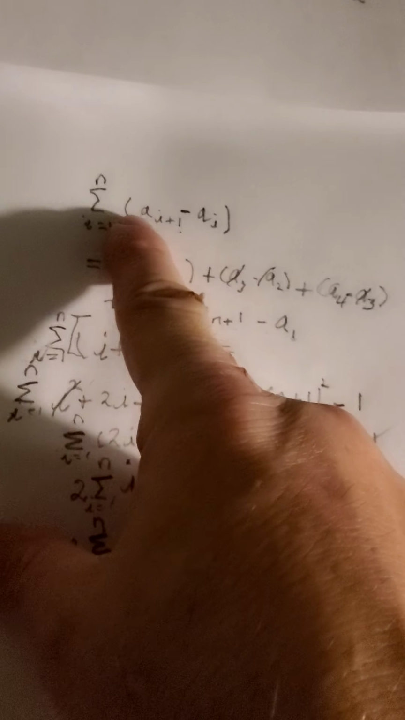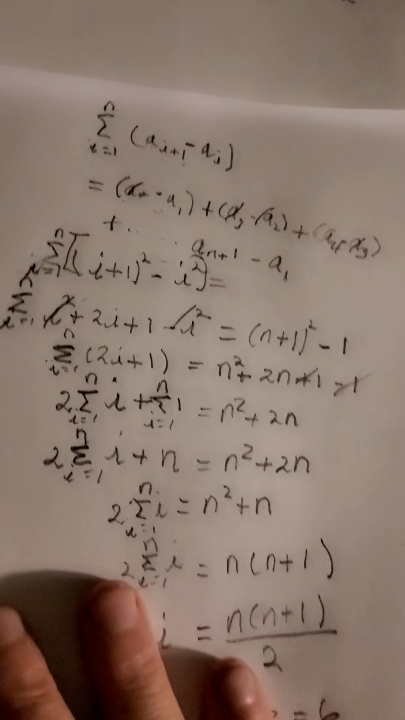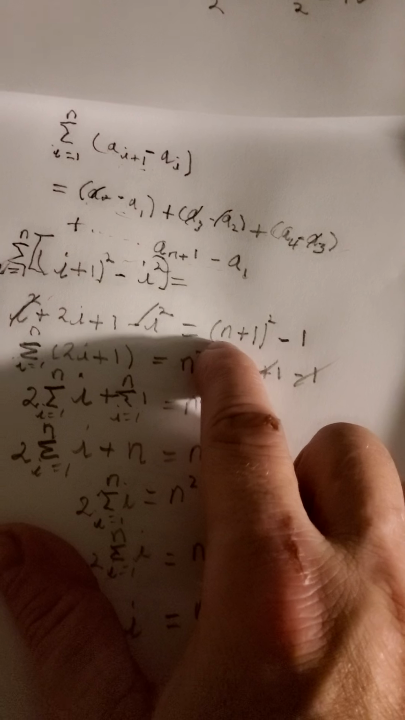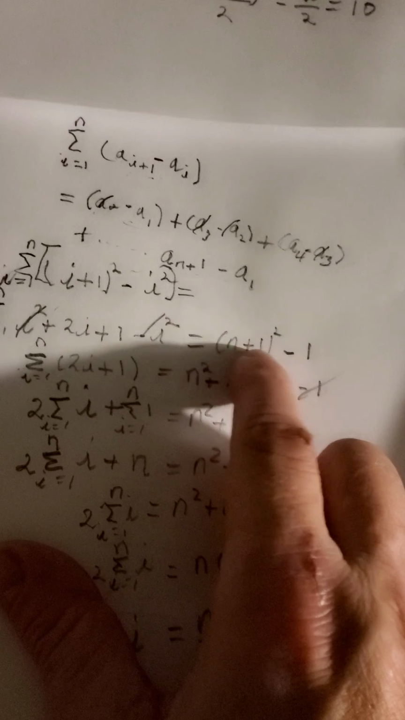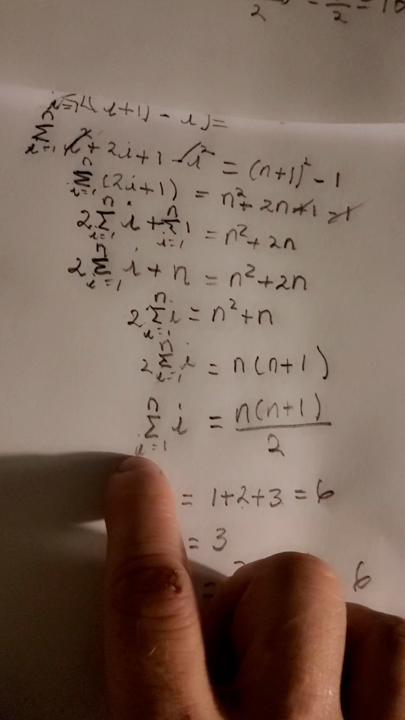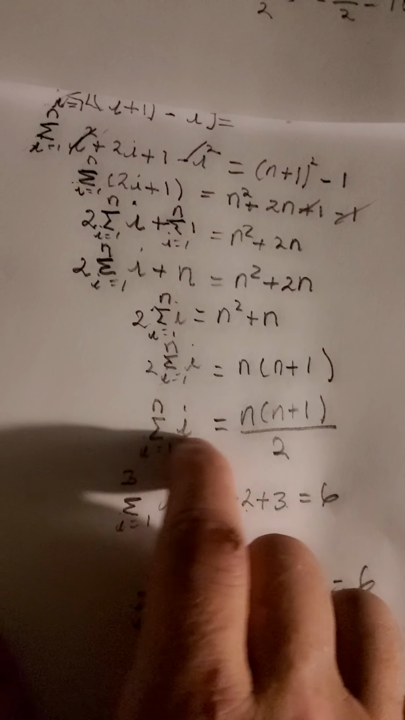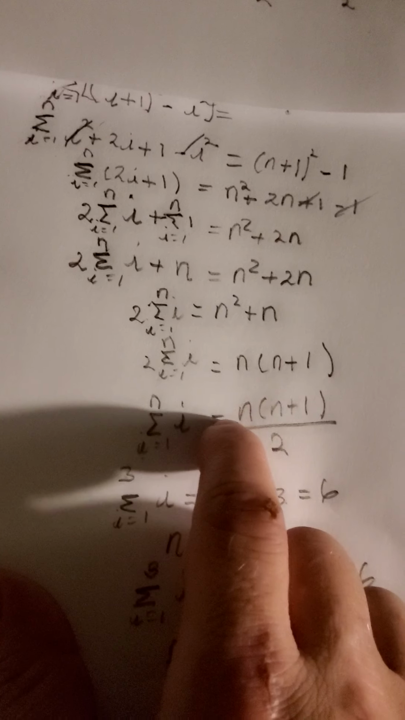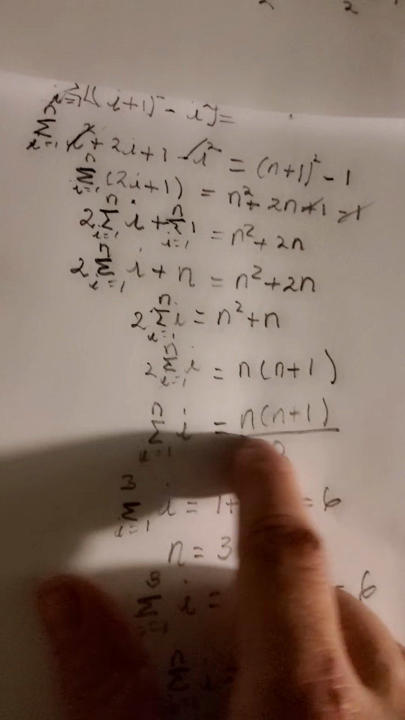And I compared it to this, and I said, okay, if your i plus 1 term is i plus 1 squared, and your a sub i term is i squared, then that means that you're going to have the generalized n plus 1 term squared minus the first term, which is 1. And then I simplified everything, and I discovered that the summation as i goes from 1 to n of i generalizes to n times the quantity n plus 1 divided by 2. Okay, and then I proved that it worked.